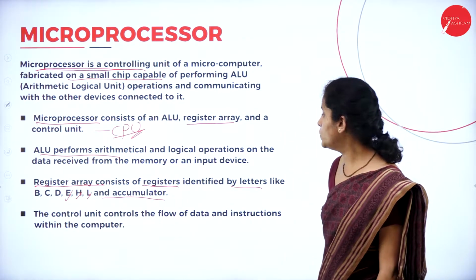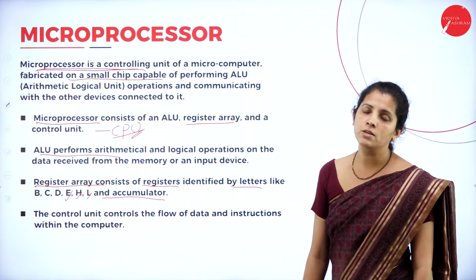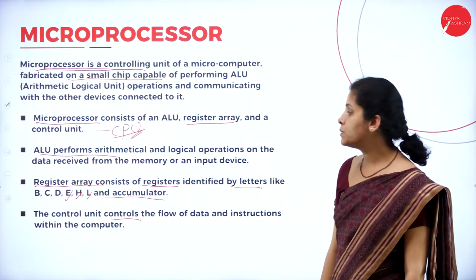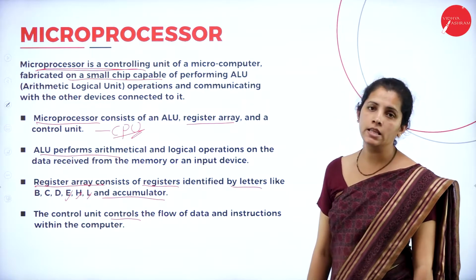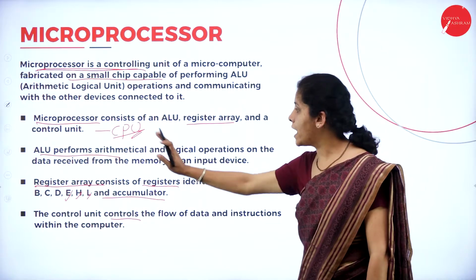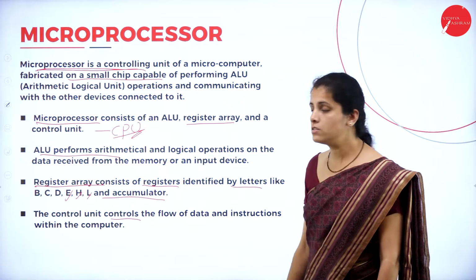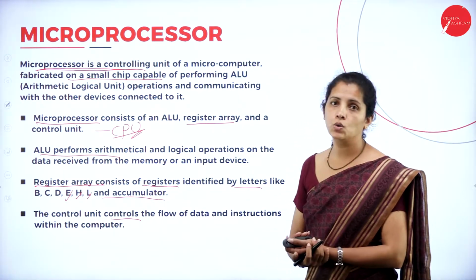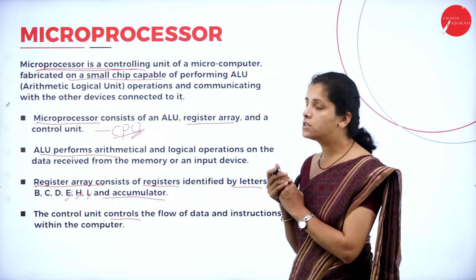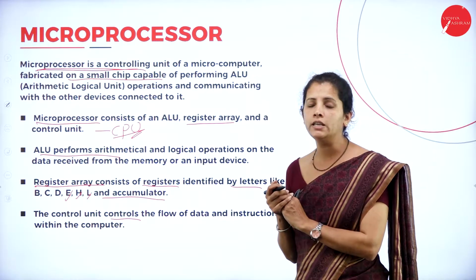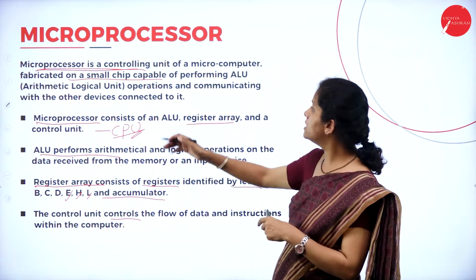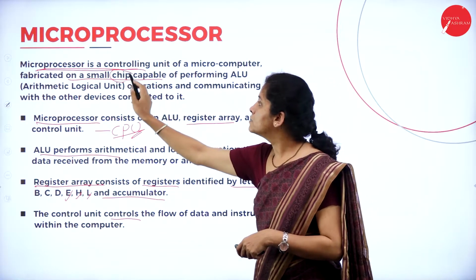And the control unit is also responsible for controlling the flow of data as well as instructions within the computer. So these are the jobs of ALU as well as registers as well as the control unit. So in general, what is a microprocessor? It's a controlling unit that is fabricated on a small single chip.